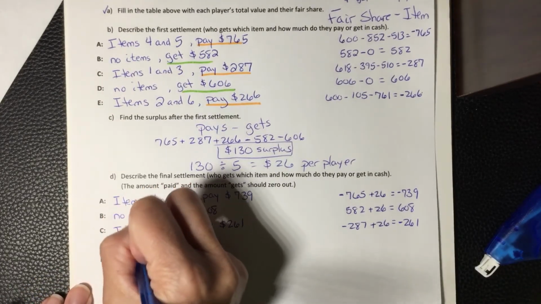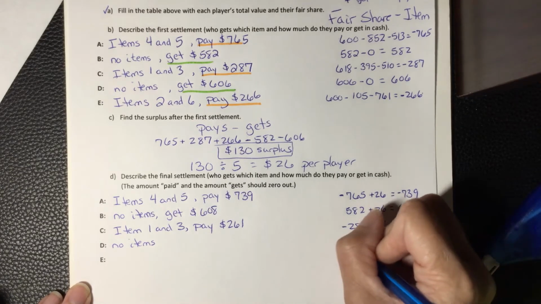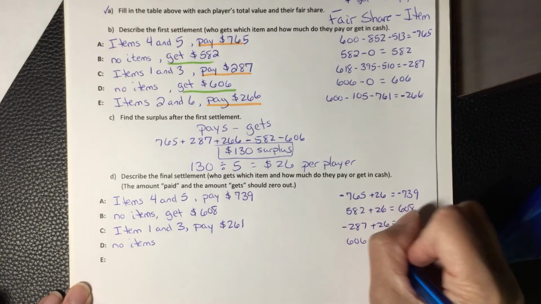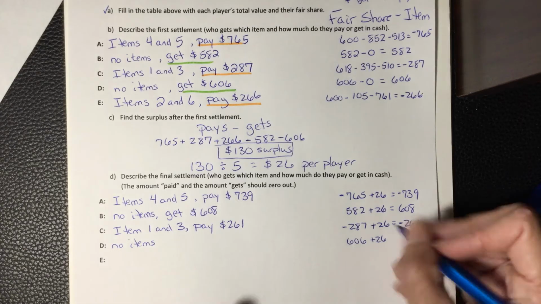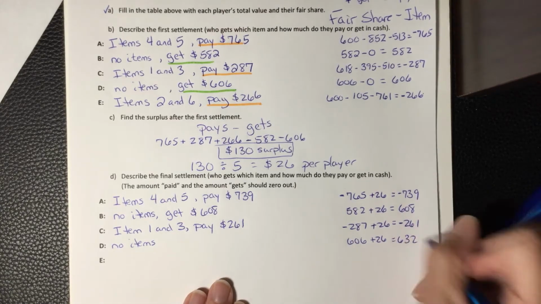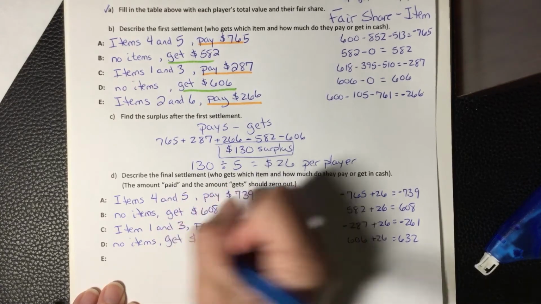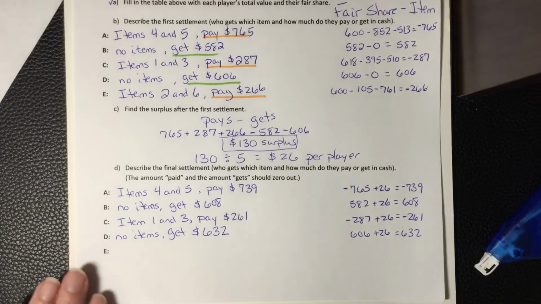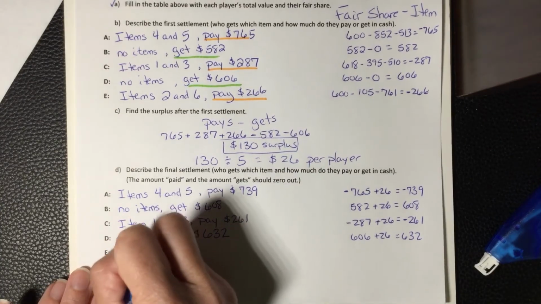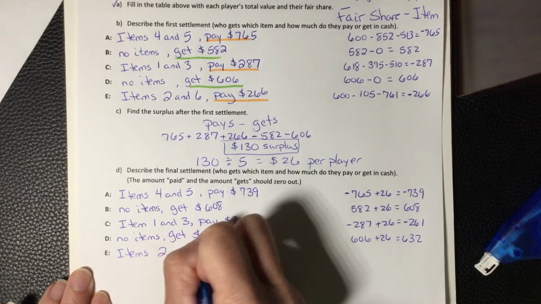All right, we're getting really close to being done. Player D got no items. So remember, they were getting $606. Plus another 26. 606 plus 26 comes out 632. So that's positive, so they're getting that. So they're going to get 632.